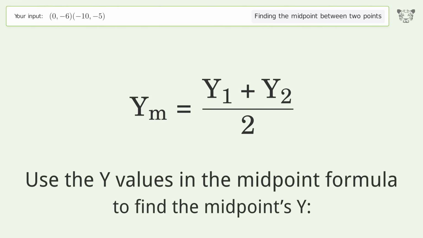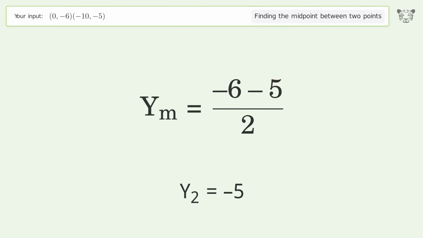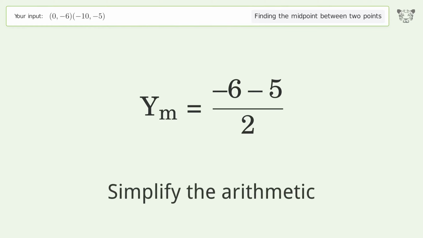Use the y values in the midpoint formula to find the midpoint's y. y1 equals -6. y2 equals -5. Simplify the arithmetic.